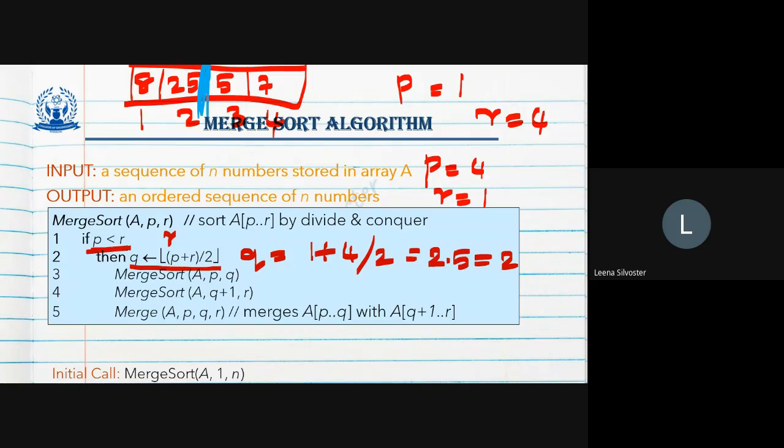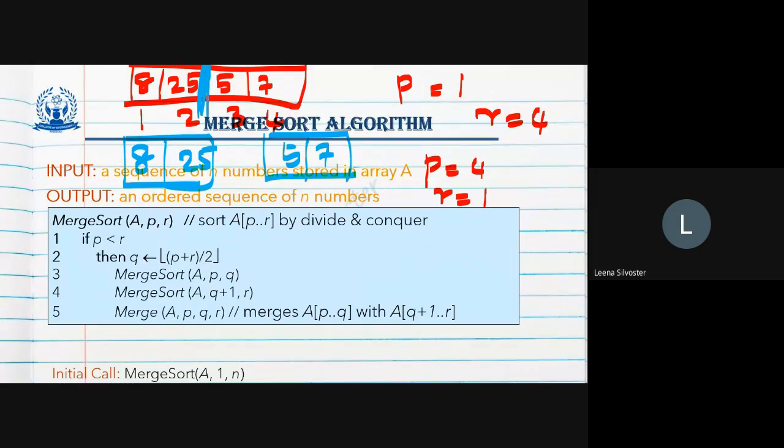So you will get two lists, 8, 25 and 5, 7. You have to perform merge sort on these two lists. This is the first list with indices, sorry, we had started from 1. So the indices are 1, 2, 3, 4. This is P and 2 is Q. This is Q plus 1 and this one is R.